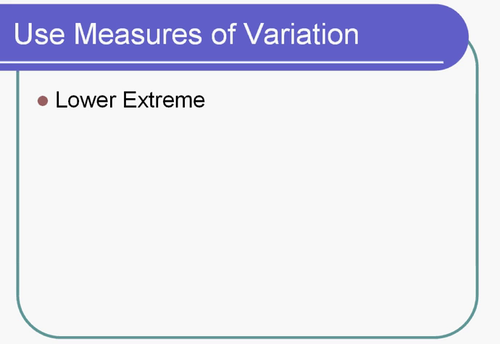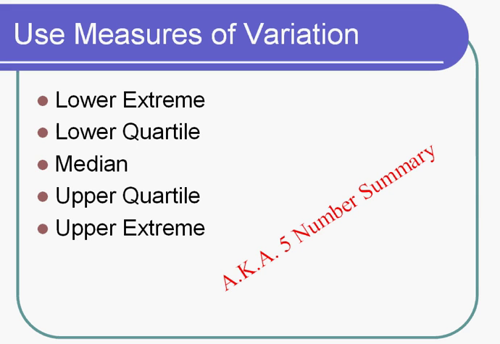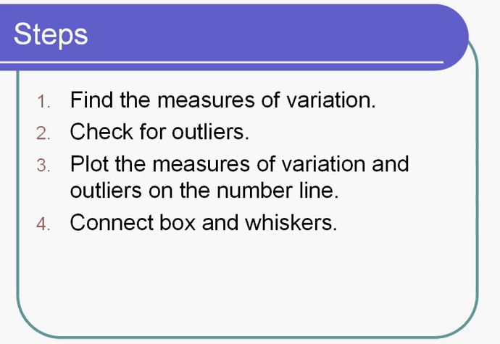We're going to use our measures of variation, the lower extreme, lower quartile, median, upper quartile, and upper extreme. This is also known as the 5-number summary. Here are some steps for making a box and whisker plot. You're going to find the measures of variation, check for outliers, plot the measures of variation and outliers on the number line, and then connect the box and whiskers.